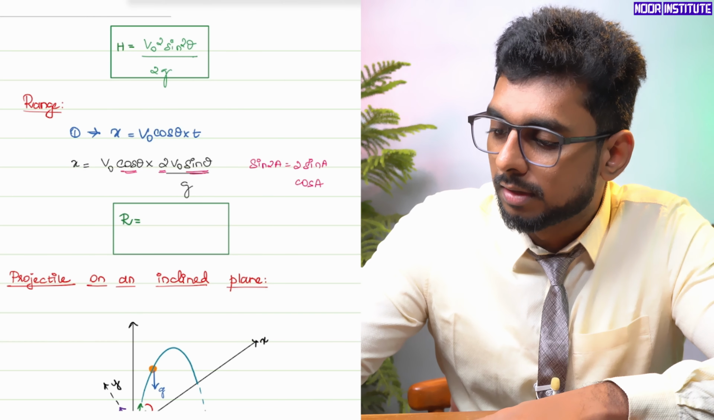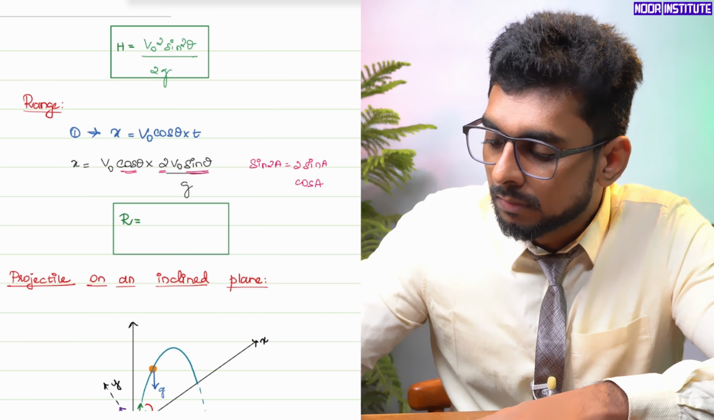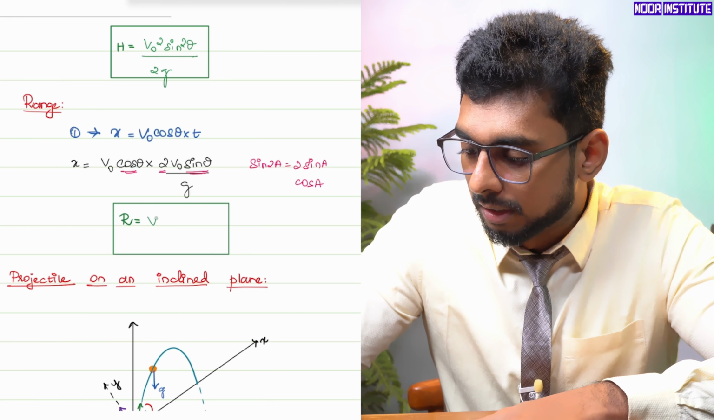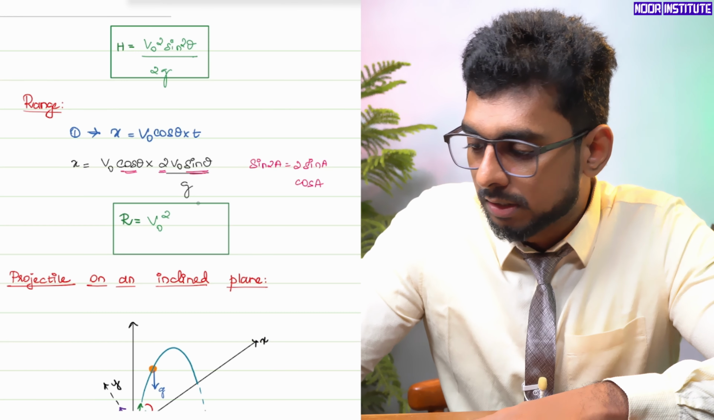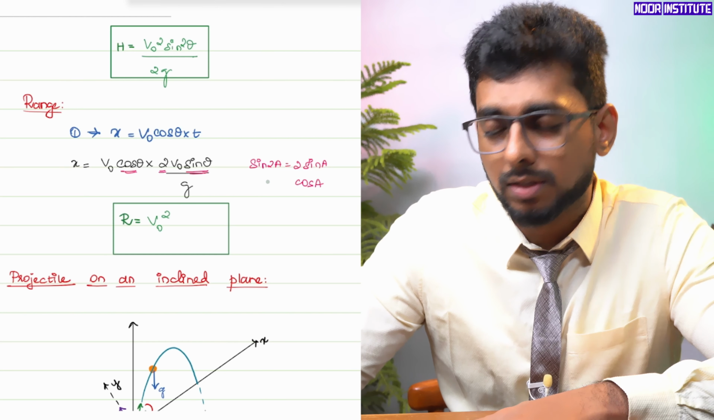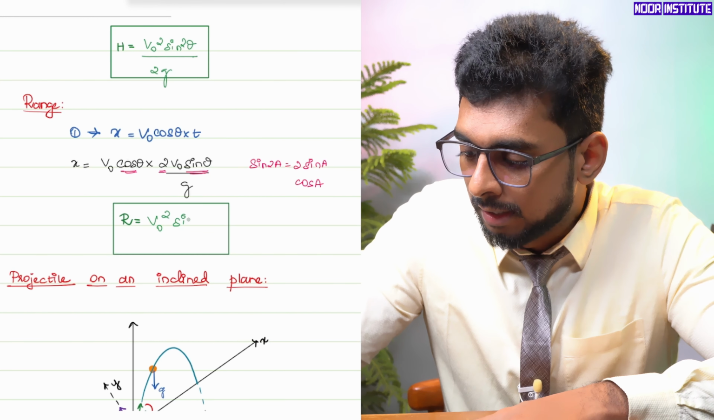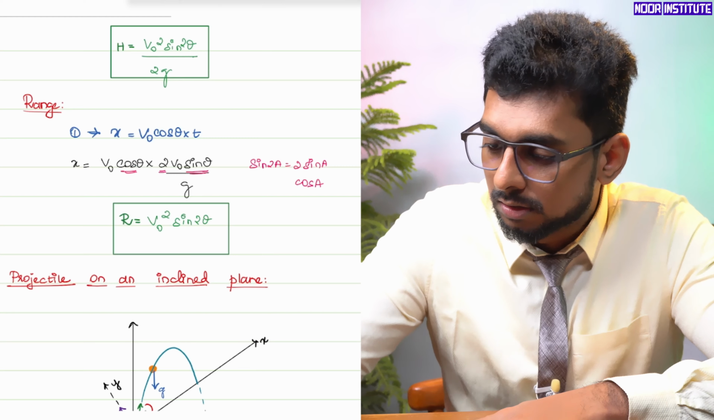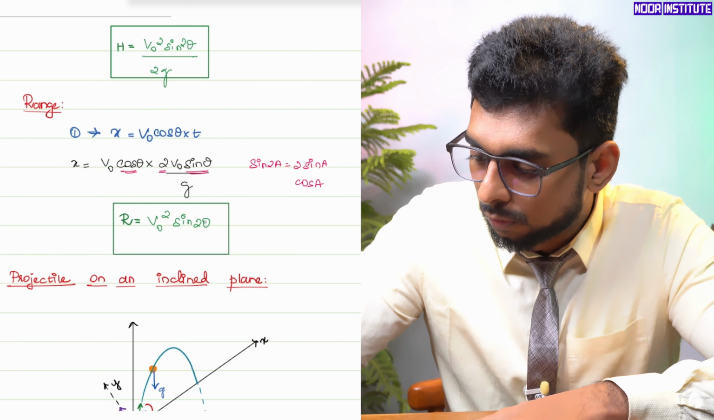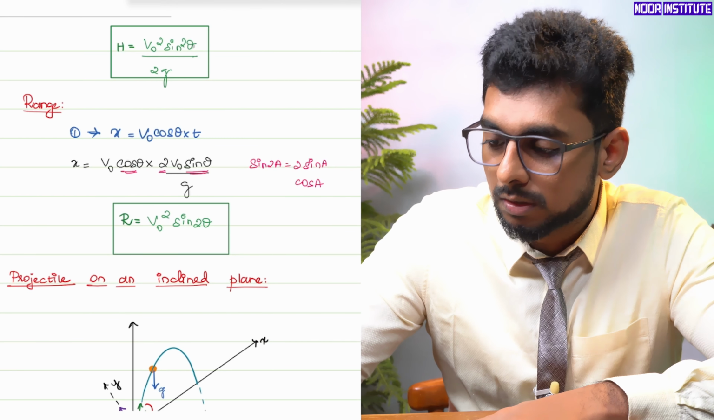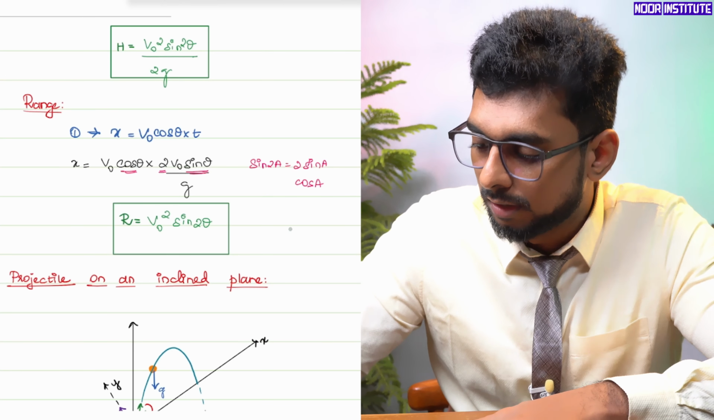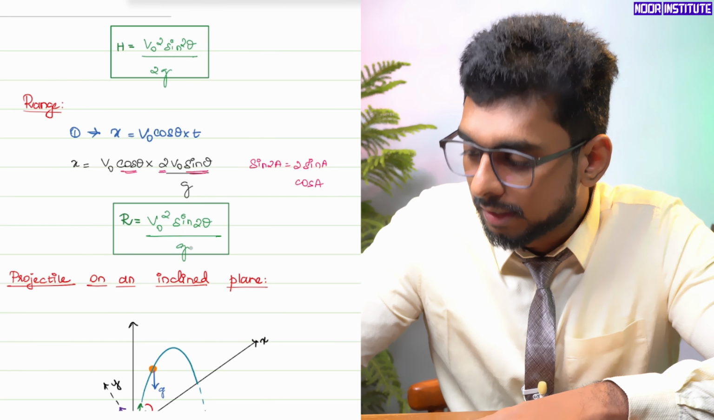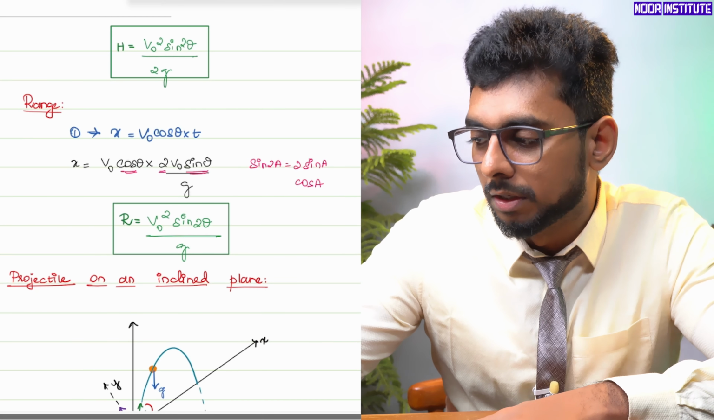So the range here actually is V naught square. Instead of 2 sine a cosine a, I'll substitute sine 2 theta. So this is not square; this is actually sine 2 theta. In the previous situation, it was sine square theta. Here it is sine 2 theta divided by g. So this is the formula for range that you need to know.